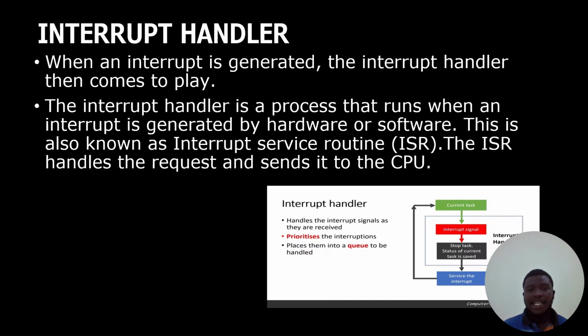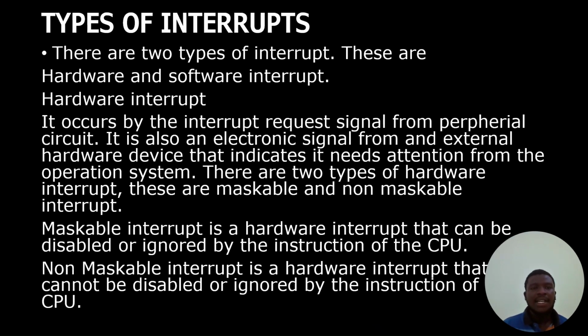So here is a little chart explaining further the interrupt handler. Current task, then the interrupt signal, then stop task, status of current task is saved, services the interrupt, and then goes back to the current program. When it comes to types of interrupts, there are two types: hardware interrupts and software interrupts. Okay, so we'll be looking at hardware interrupts first.